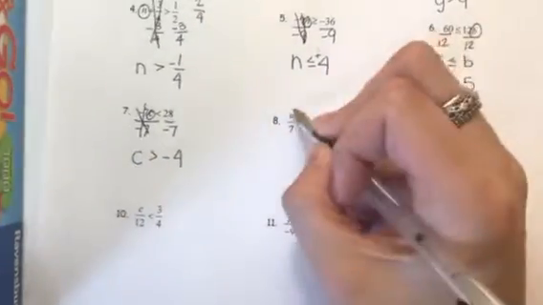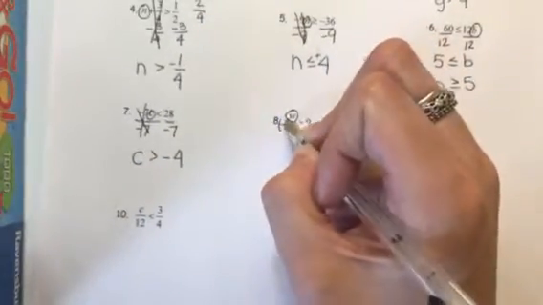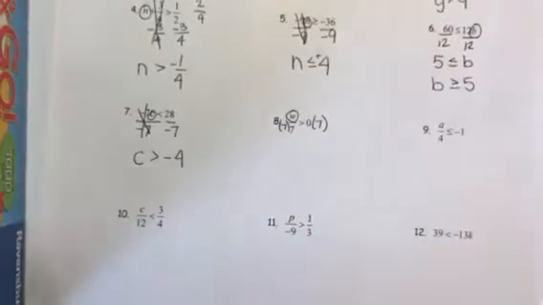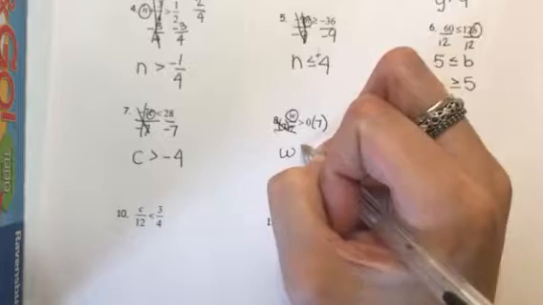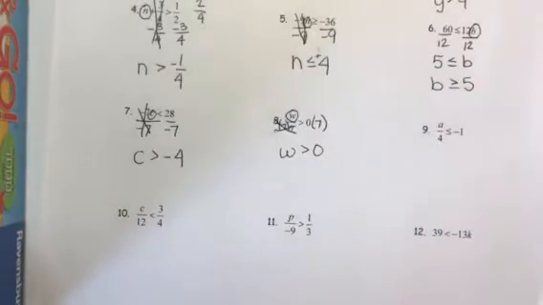Number eight, to get w by itself, we're going to undo dividing by 7 by multiplying by 7. We are multiplying by a positive, so that is not a reason to flip the sign. 0 times 7 is still just 0, so we get w is greater than 0.